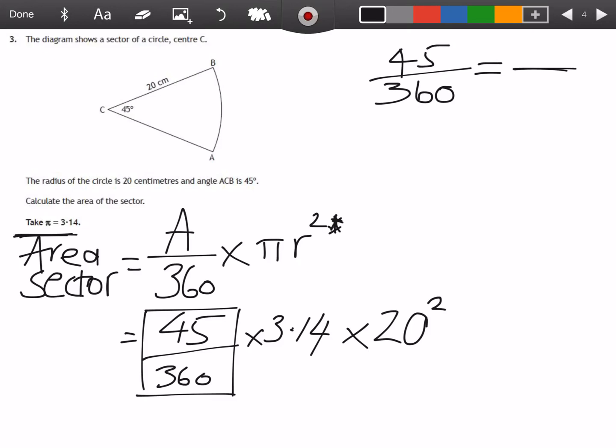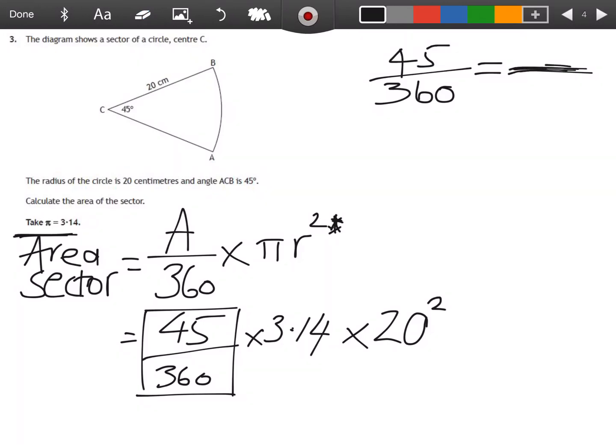I can divide the top and bottom by 45, right? How many 45s are in 360? Well, I know two 45s make 90 and four 90s make 360. Actually, no, I won't do it that way. Let me rub that out because I don't think many of you would have been okay with that sum. Right, I'll make it a wee bit easier.